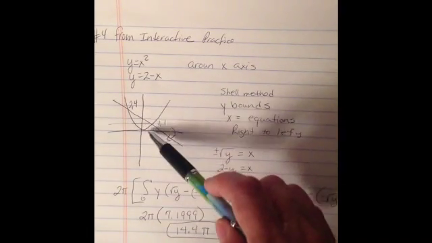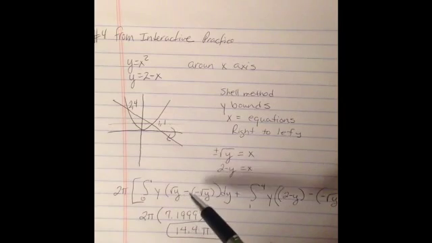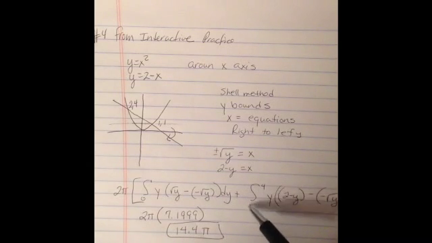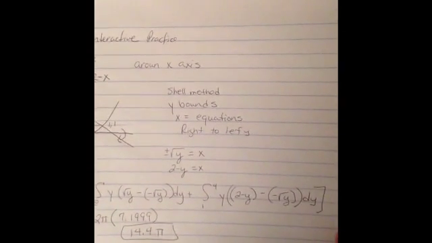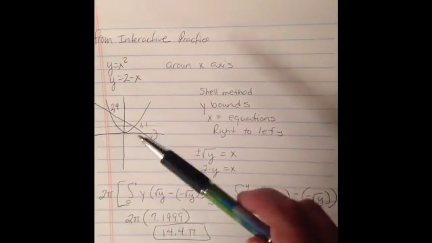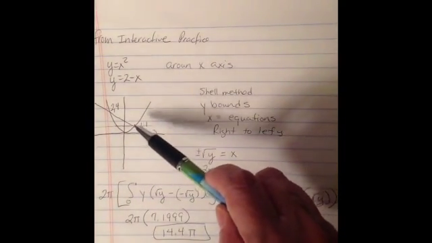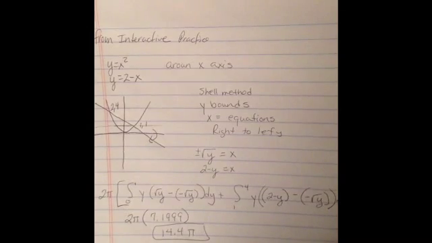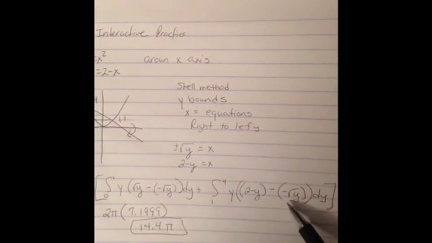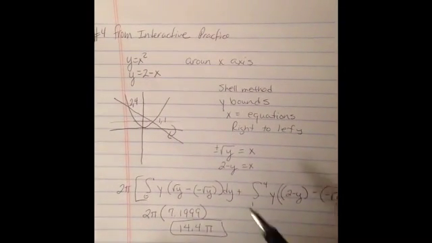So you're going to go from 0 to 1, and you're going to do your positive minus your negative, and of course you multiply it by your radius, plus 1 to 4. And you're going right to left, so your line is right of your negative parabola, so you do 2 minus y minus your negative, dy. And then if you put it in your calculator, you'll get 14.4 pi.